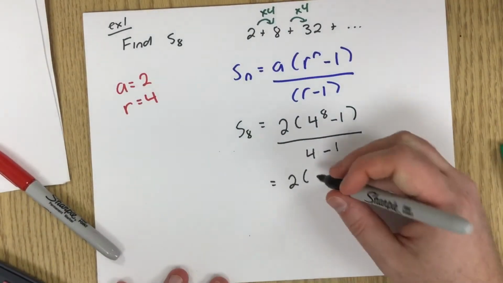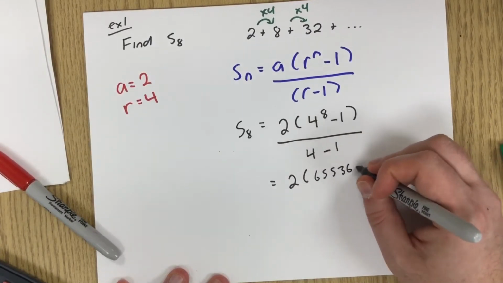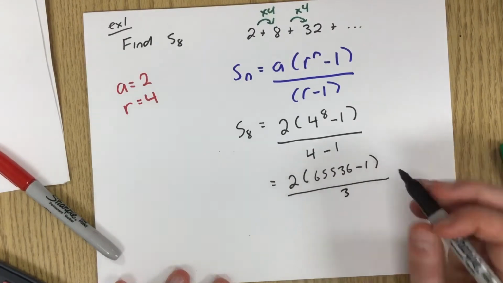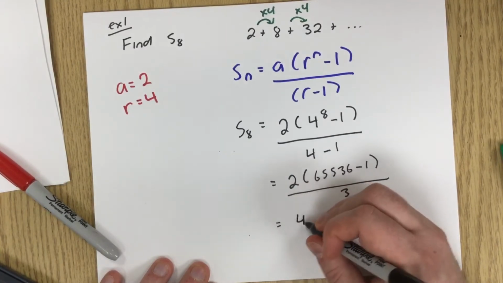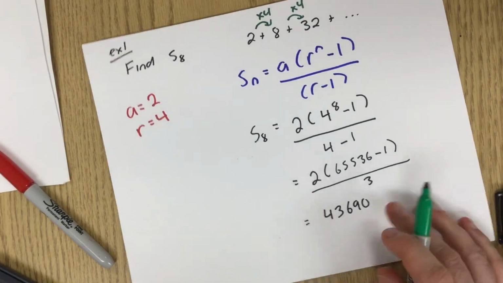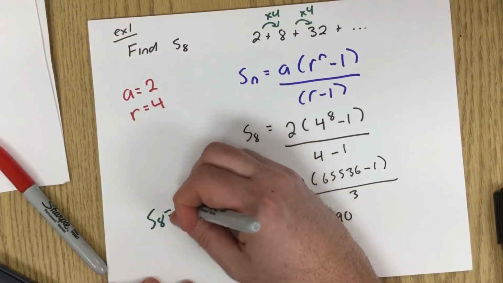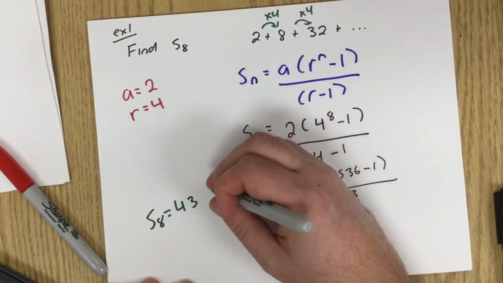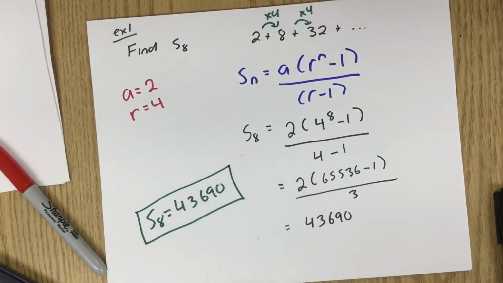4 to the 8 is 65,536 minus 1, all divided by 3, times 2. And if you plug it into the calculator, you get 43,690. So that tells us that the sum of the first 8 terms of this geometric sequence, or the 8th term of the series, is 43,690.